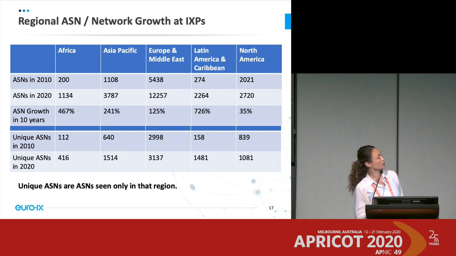Okay, so this is just to give you an overview of growth in AS numbers at different IXPs. So over the last 20 years, the growth of AS numbers in Asia Pacific, in Africa, Europe, Middle East, Latin America, and North America.